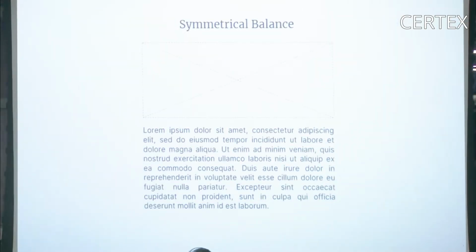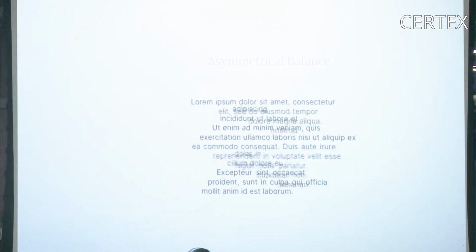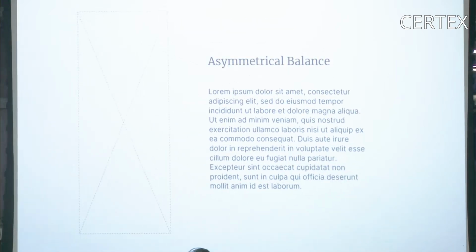Symmetrical balance is easier to do. As you can see, we can simply put text like this, and there's a placeholder for an image. So you can simply make it like that. Now, if we change the position and the size of the text box and also the image, it goes more towards asymmetrical balance.